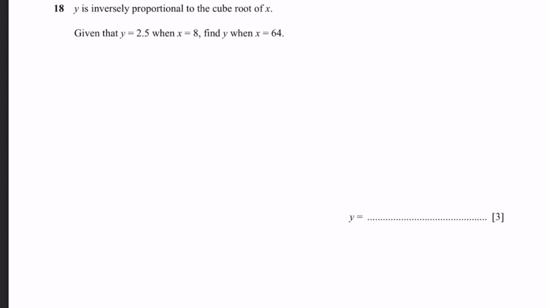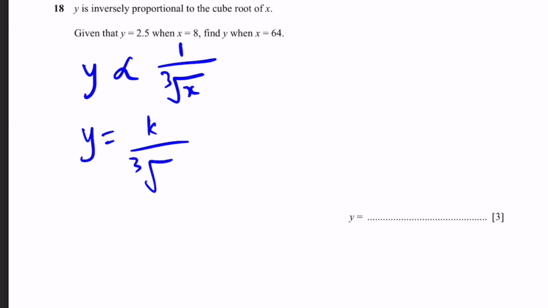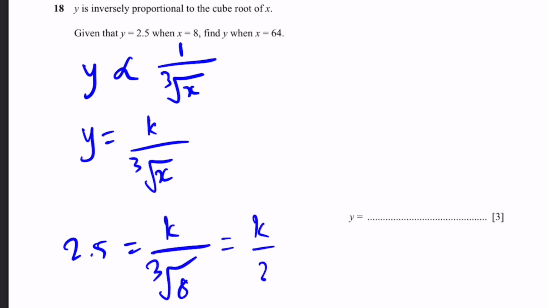Question 18. y is inversely proportional to the cube root of x. Given that y equals 2.5 when x equals 8, find y when x equals 64. So if y is inversely proportional to the cube root of x, that means y equals k by the cube root of x. And therefore, we can substitute the two values which are given, y equals 2.5, x equals 8. That'll be k by 2. So k is equal to 2.5 times 2, which is 5.